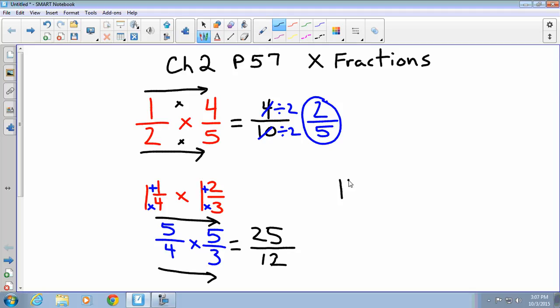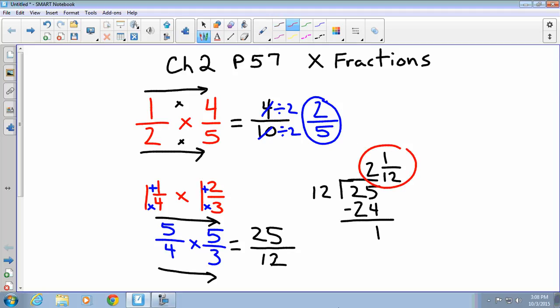So what we are trying to do is we are trying to see how many times 12 will go into 25. So 25 goes in the box, 12 outside the box. 12 times 2 is 24. And then we subtract 25 minus 24, and we get 1. The 1 goes on top, and the 12 is on the bottom. So our answer for 1 1/4 times 1 2/3, our answer in simplest terms would be 2 1/12. That would be 2 1/12. Once again, this is multiplying fractions.